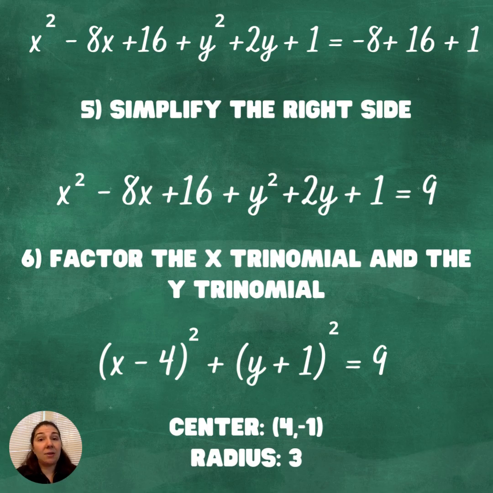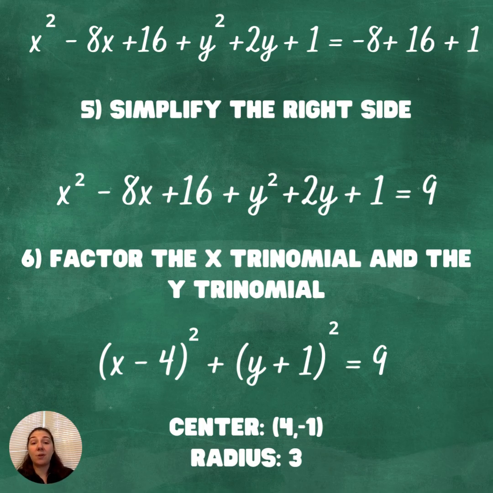Okay. Then what you're going to do is simplify the right side, just add the things together you need to add together. So in this case, we're going to add the -8 and the 16 and the 1 together, and we're going to get 9. So at this point, you keep the left side the same.